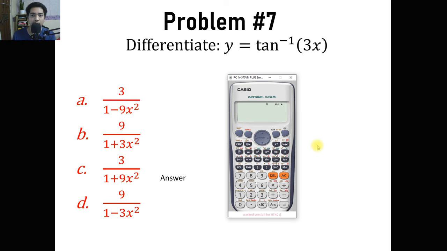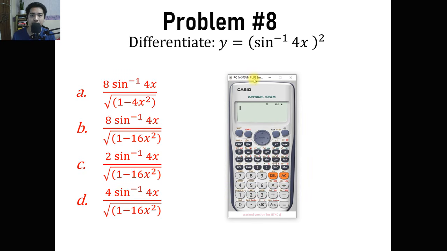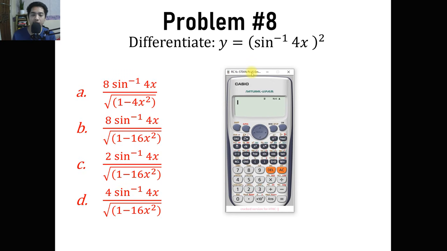Okay, let's go now to problem number 8. This is differentiate the quantity arc sine of 4x squared, quantity squared. So the same process, we have to input this in our calculator. So we have quantity, shift, sine. Then we have to enter 4 alpha x and then close the parenthesis for the 4x and another parenthesis for this one, and then squared.